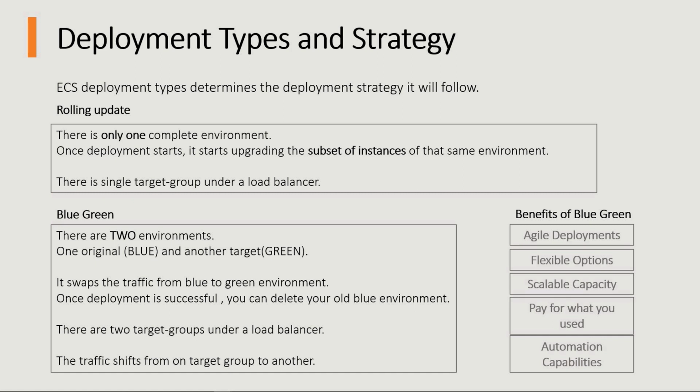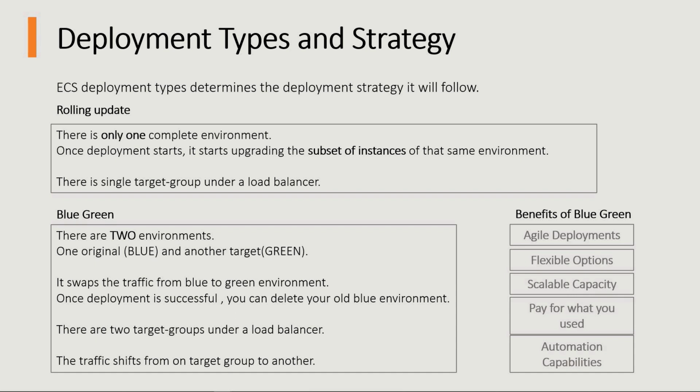Now let's move to blue-green. There are 2 environments: the original one, indicated as blue, and the target environment, which is called green. It swaps the traffic from the blue to the green environment, and once the deployment is successful, you can delete your old blue environment. There are 2 target groups under an elastic load balancer, because one target group points to your blue environment and another points to your green environment. The traffic first points to your original blue, and then after the swap, the traffic points to your green. That's why there are 2 target groups under an elastic load balancer. The traffic shifts from one target group to another.